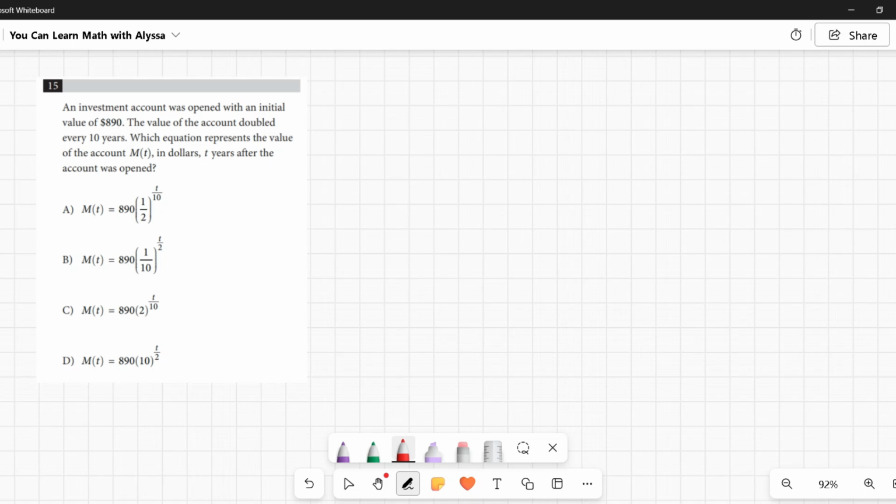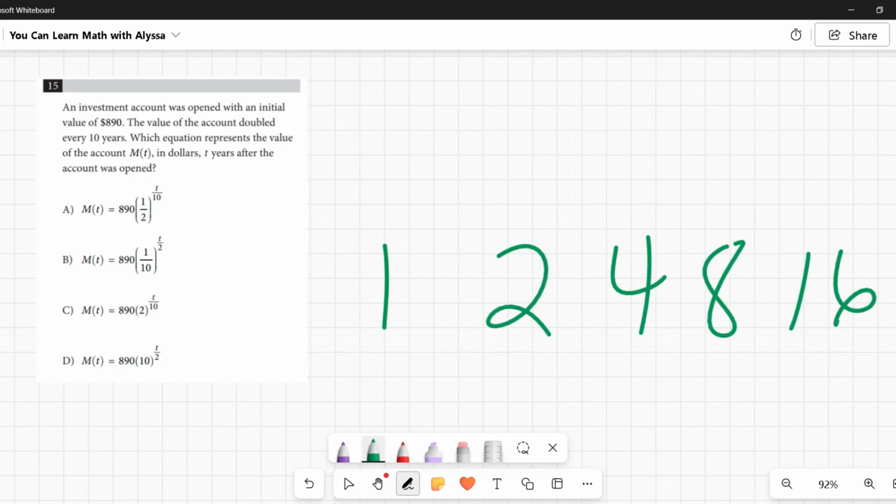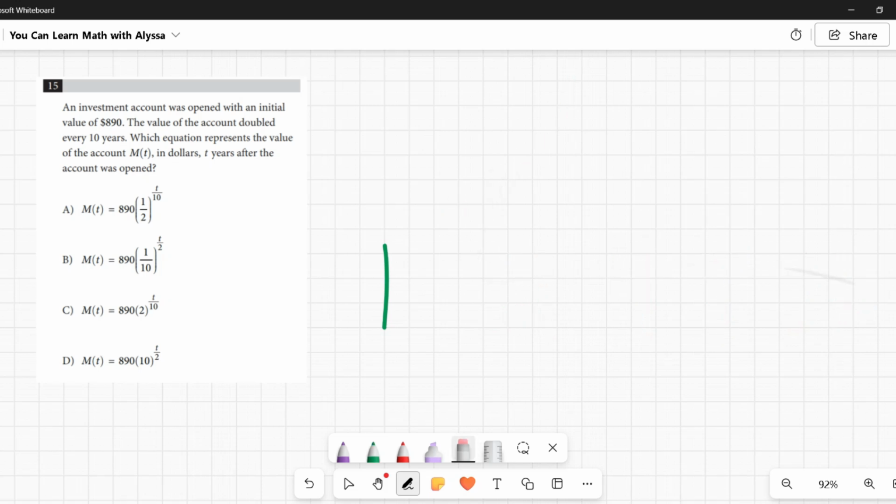The fact that it's doubling every 10 years means this is growing exponentially. So if you started with $1, then it would be $2, $4, $8, $16. And if you graph that, you're going to get a curve that's going upward. If it is simple interest, it's linear.